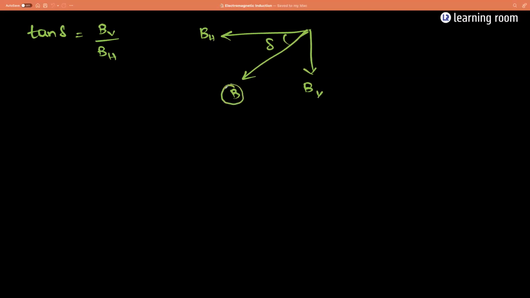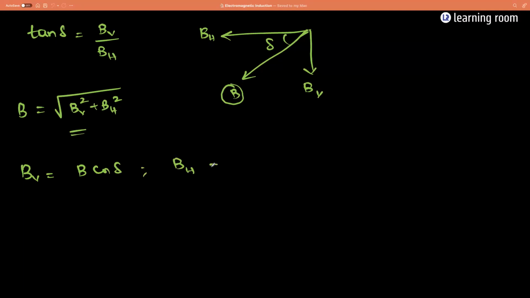B is given. For example, angle of dip is not given. They have given you horizontal and vertical components. Then what you need to do is B will be equal to root of BV square plus BH square. So these are the only 2 formulas that are available. And similarly, BV is given as B sin delta and BH is given as B cos delta.